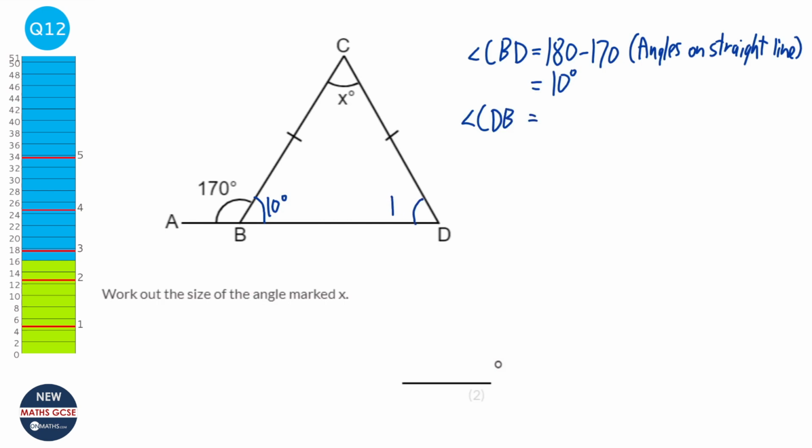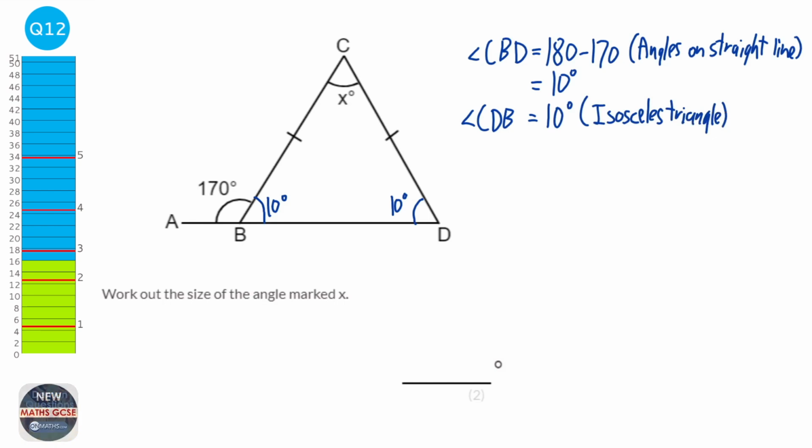We then need to find out what angle CDB is, and this is obviously going to be 10 degrees as well because it's angles in an isosceles. So this will be 10 degrees, and the reason will be that it's an isosceles triangle.